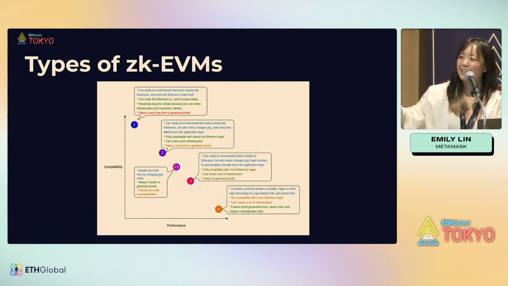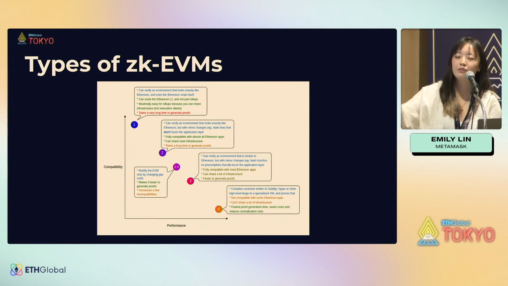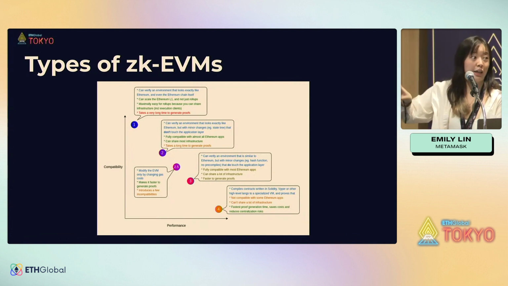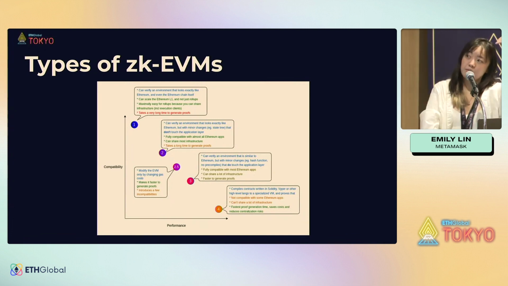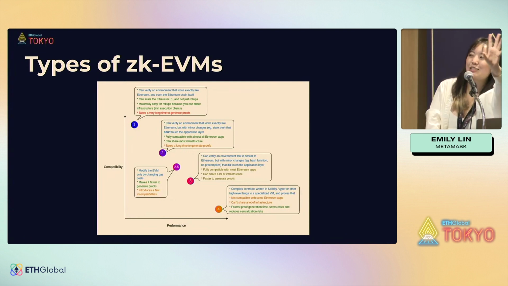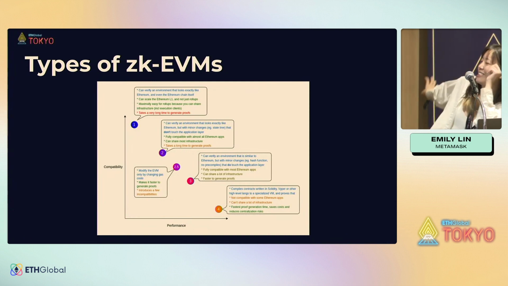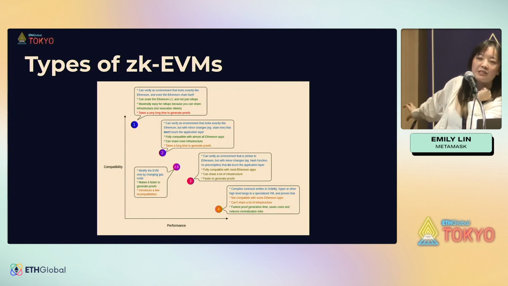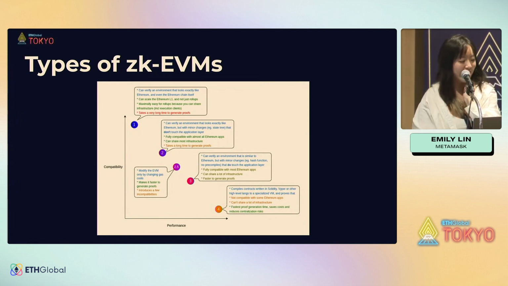I'm not going to read everything on this slide, but it's the graphical representation of what I was talking about versus compatibility and performance. Type 4 has the least amount of compatibility, but the highest amount of performance. As you go up, that changes.